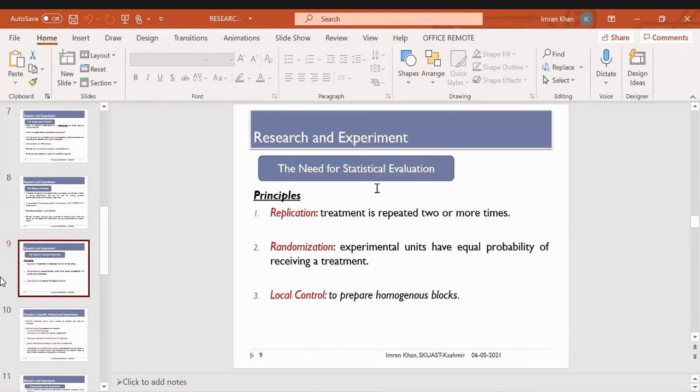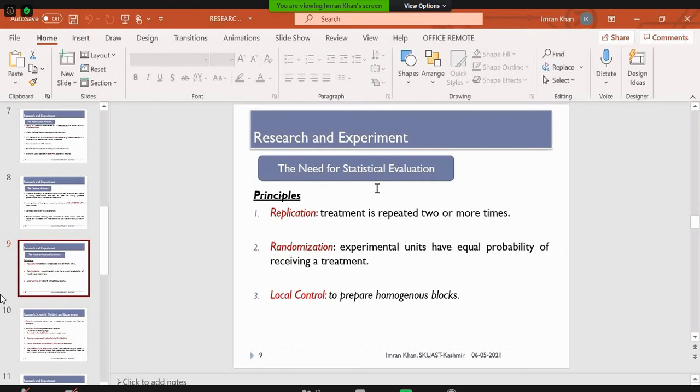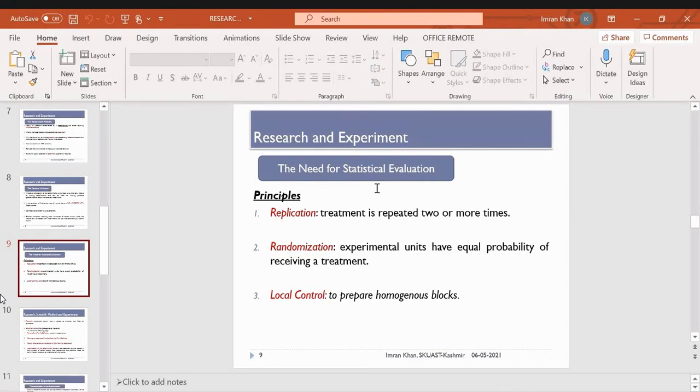Neither. For example, if we have a new player in our cricket team who scores 100 in the first game, and two players are new in the cricket team, one scores, let's suppose, 100, and the second scores 20, can we say on the basis of the first game that player one is better than the second? No, we need to try them again and again, right? We need to repeat them and give them more chances. That's what we mean by replication. The treatment is repeated 2 or more times.